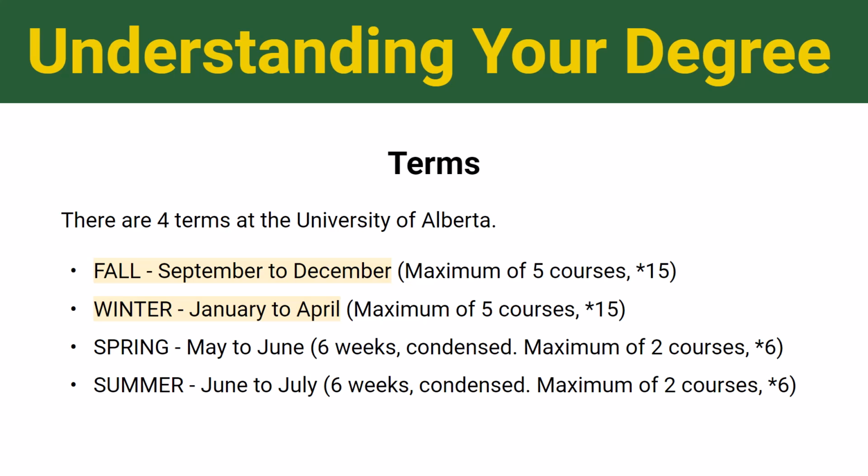Please note that during fall and winter, you can take a maximum of 5 courses and earn a maximum of 15 credits. For spring and summer, it is 6 weeks, condensed, and you can only take a maximum of 2 courses and earn a maximum of 6 credits.